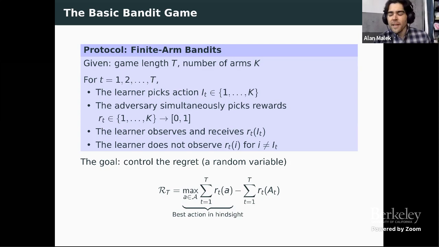And just like in full information, we're going to try to control the regret. In this case, the regret is a random variable, defined as the reward of the best action in hindsight minus the reward that we actually obtained. The term on the left is the best that you could have gotten had you known which arm would have been the best. And the term on the right is just the reward that you actually ended up getting. Unlike full information, this is actually a random variable, so we'll have to take an expectation or something.